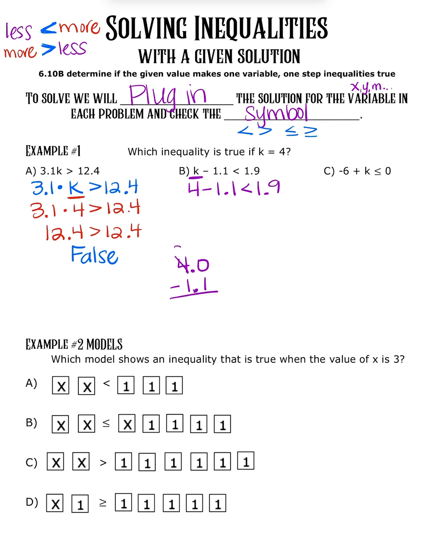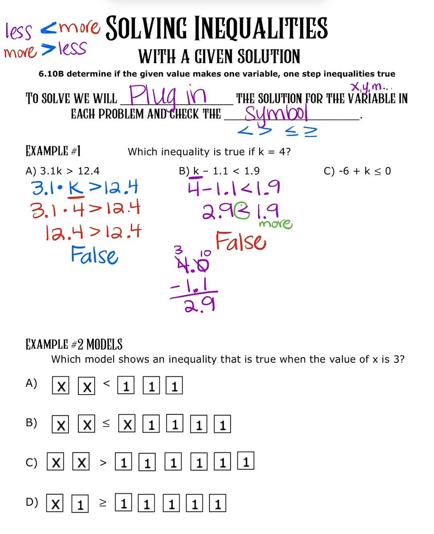I can't take 1 from 0, so I have to borrow. 10 minus 1 is 9. 3 minus 1 is 2. So I have 2.9. And it was positive because the 4 was bigger, regular old subtraction problem. And then my symbol stays the same, and then 1.9. So when I think about it, I need to evaluate which way is my Pac-Man eating, which way is supposed to be more. Well, this side is being eaten, so it should be more. But I know that 1.9 is not more than 2.9. And so therefore, this is a false statement as well.